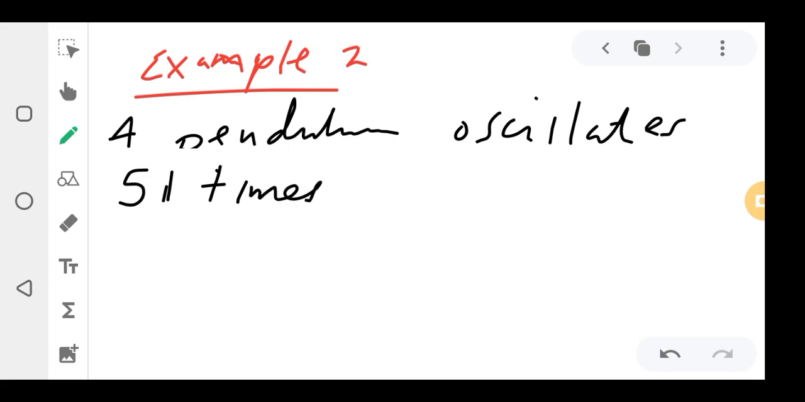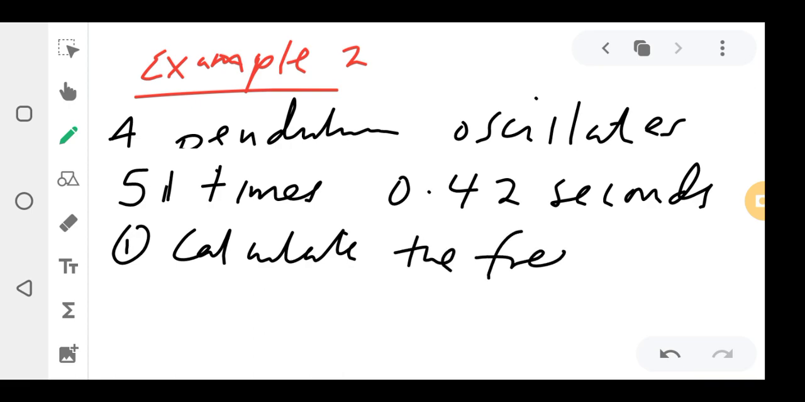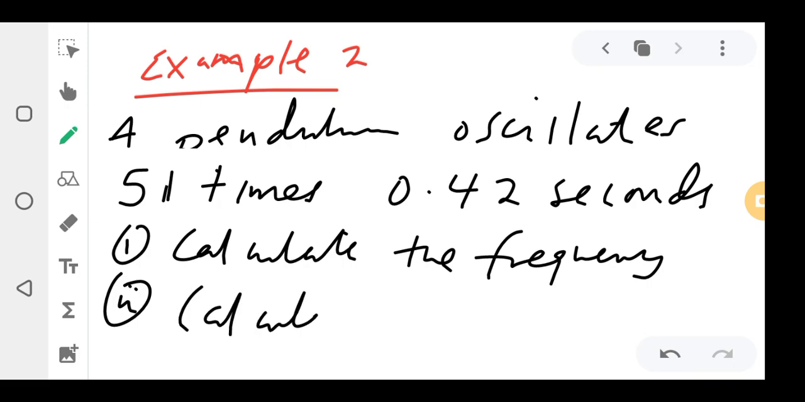Or 51 times in 0.24 seconds. Okay. 1. Calculate the frequency. 2. Calculate the period.